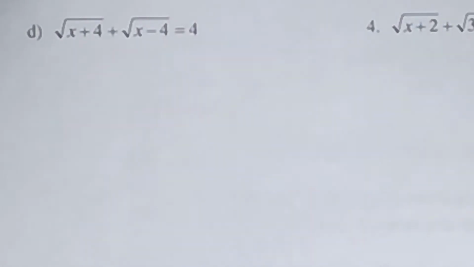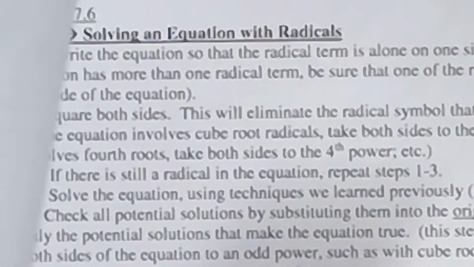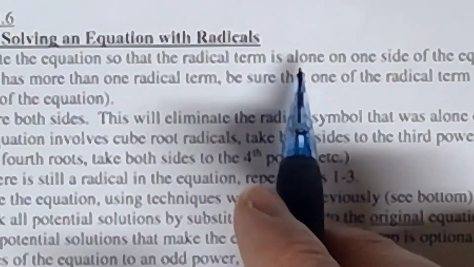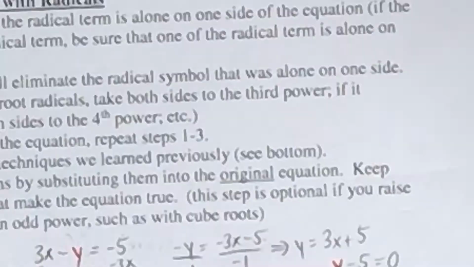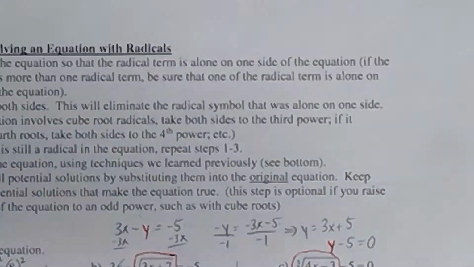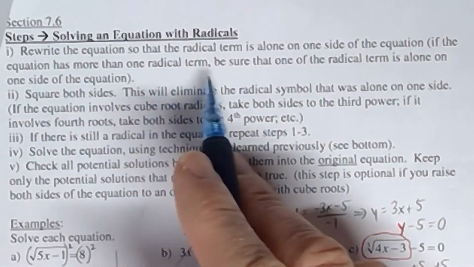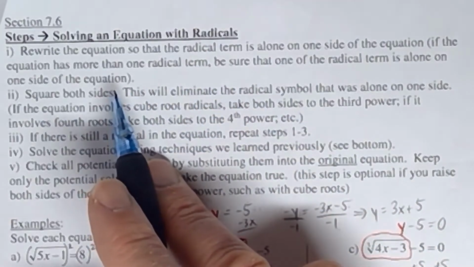Unfortunately, there are occasionally times when you can get rid of both radicals at once, but that's not going to happen here. So it says in the first step, get the radical term by itself. But what does it say here in parentheses? It says if the equation has more than one radical term, be sure that one of the radical terms is alone on one side of the equation.